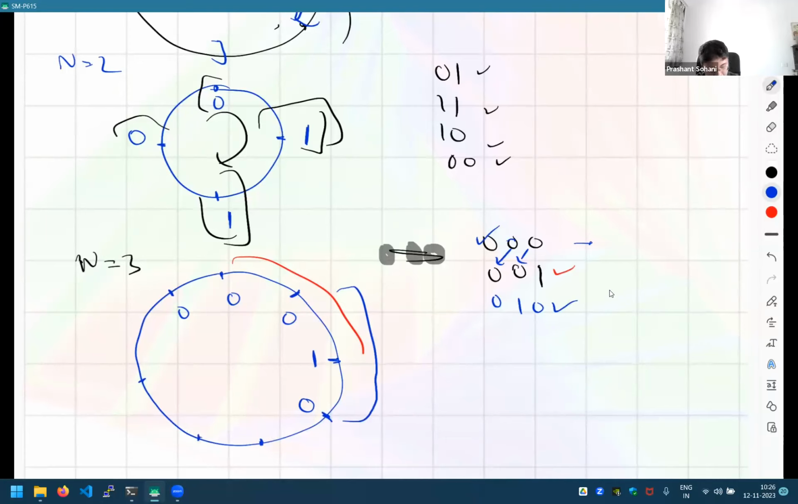Still have to fill out 3 more places. And now if you think about it, because I need all ones at some point, the only way is that these all 3 have to be 1. Yes.